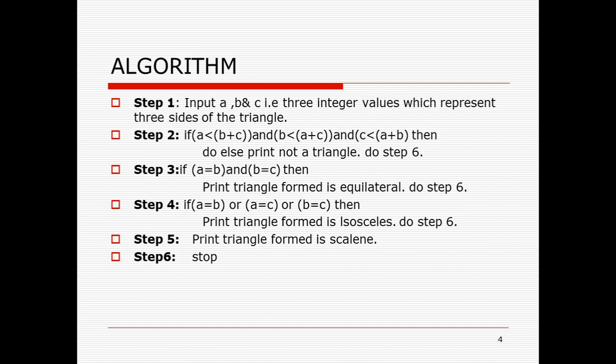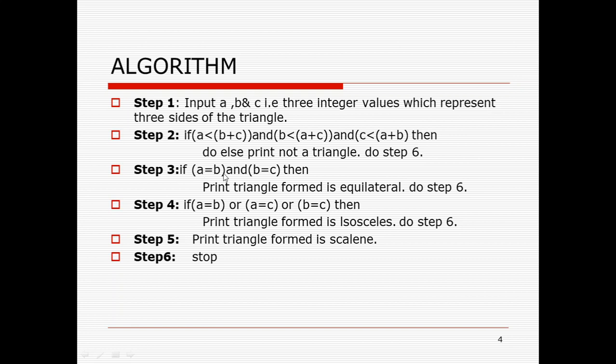So here comes the algorithm of the triangle problem. We have three positive values, and we will proceed only when all three of these conditions are true. That's why there is an AND operator in between these relational operations. So all three must be true, and only then will we go to the next step. That means the triangle can be formed.